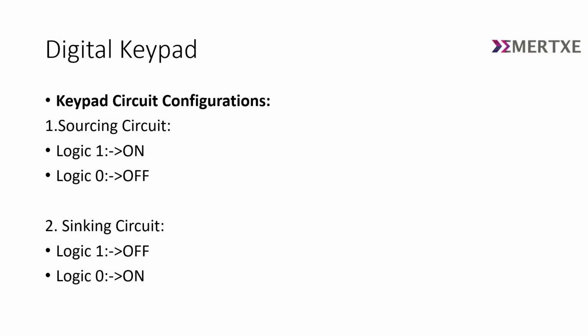Next we can see the keypad circuit configuration. We have two types of circuits, sourcing circuit and sinking circuit. In a sourcing circuit, logic 1 is on and logic 0 is off. Quite the opposite of that is the sinking circuit, where logic 1 is off and logic 0 is on.